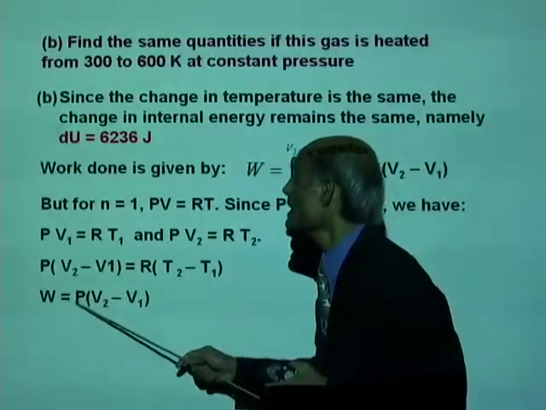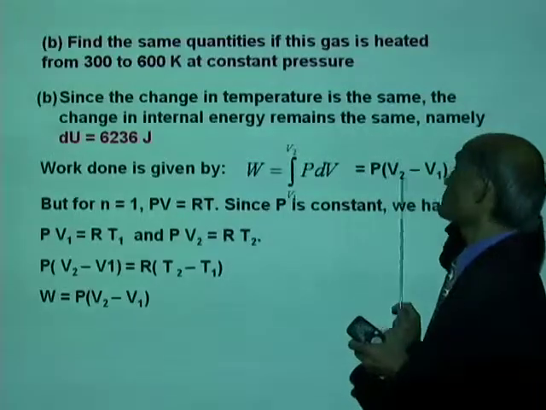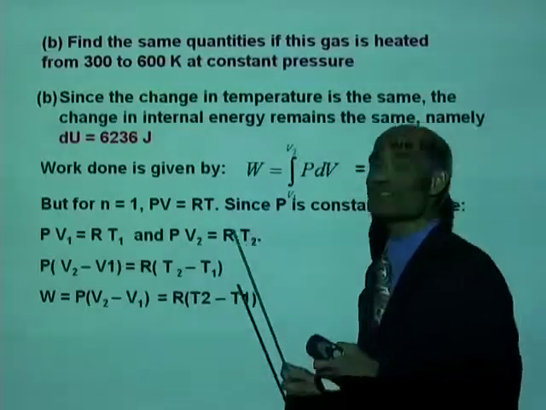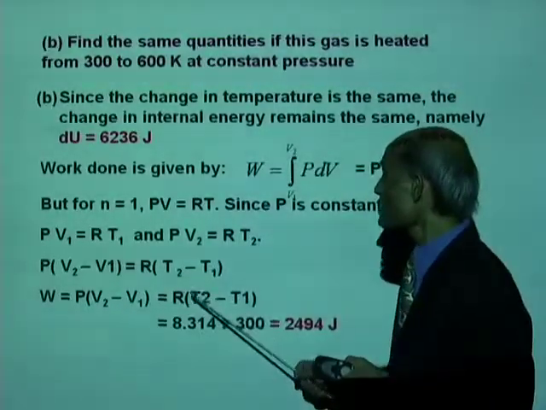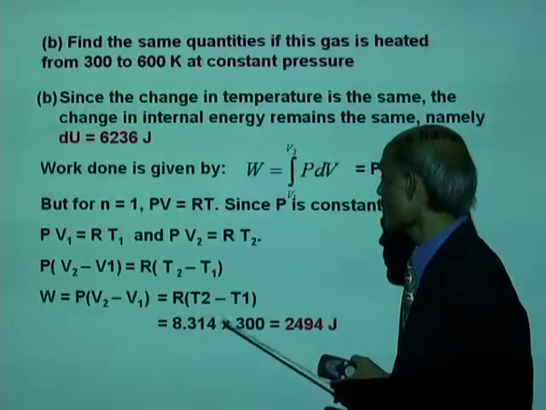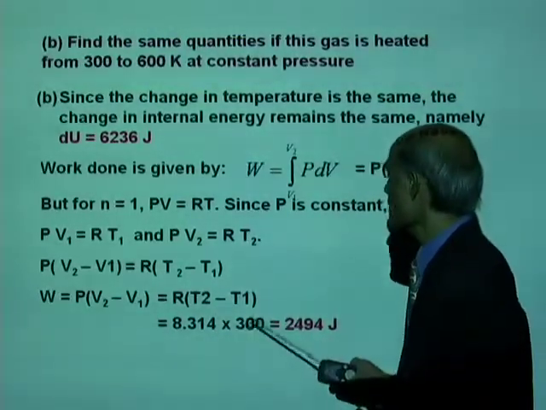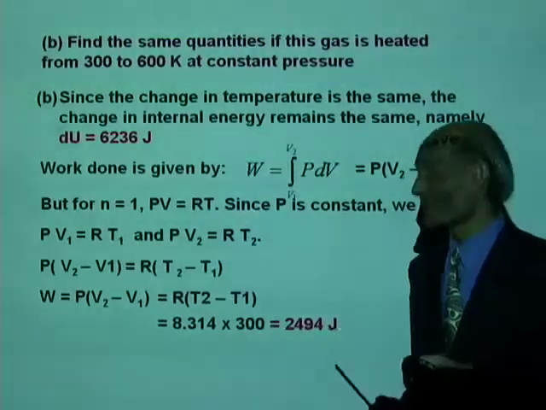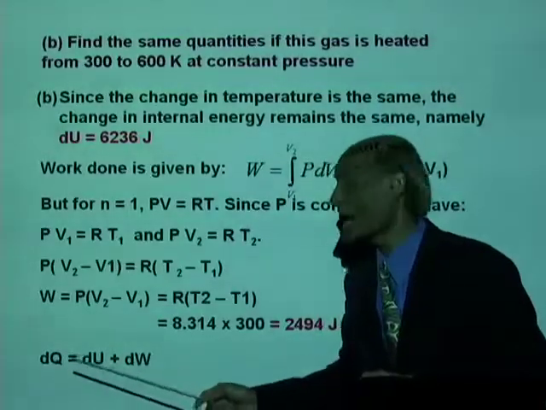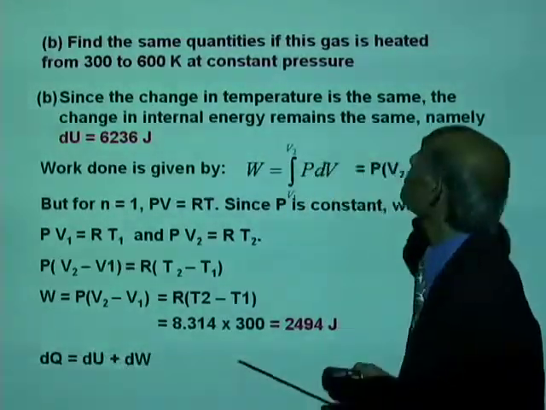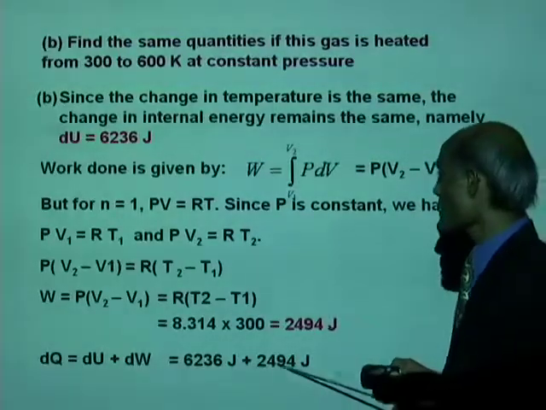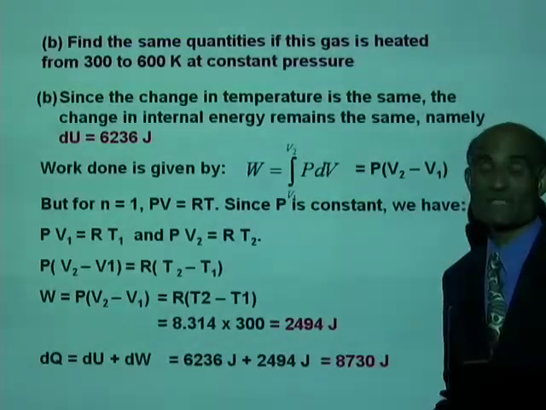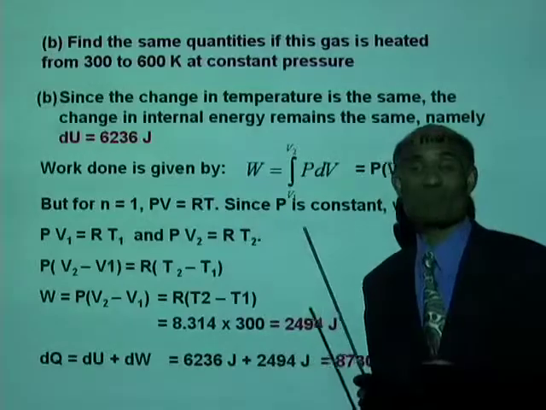W, the work done, equals P times (V2 minus V1), which is the same as R times (T2 minus T1), and we know those quantities. R is 8.314 times (T2 minus T1), which is 300, and that is 2,494 joules. Therefore dQ, the heat added, equals dU plus dW, and that will be 8,730 joules of heat. A very, very important type of problem.